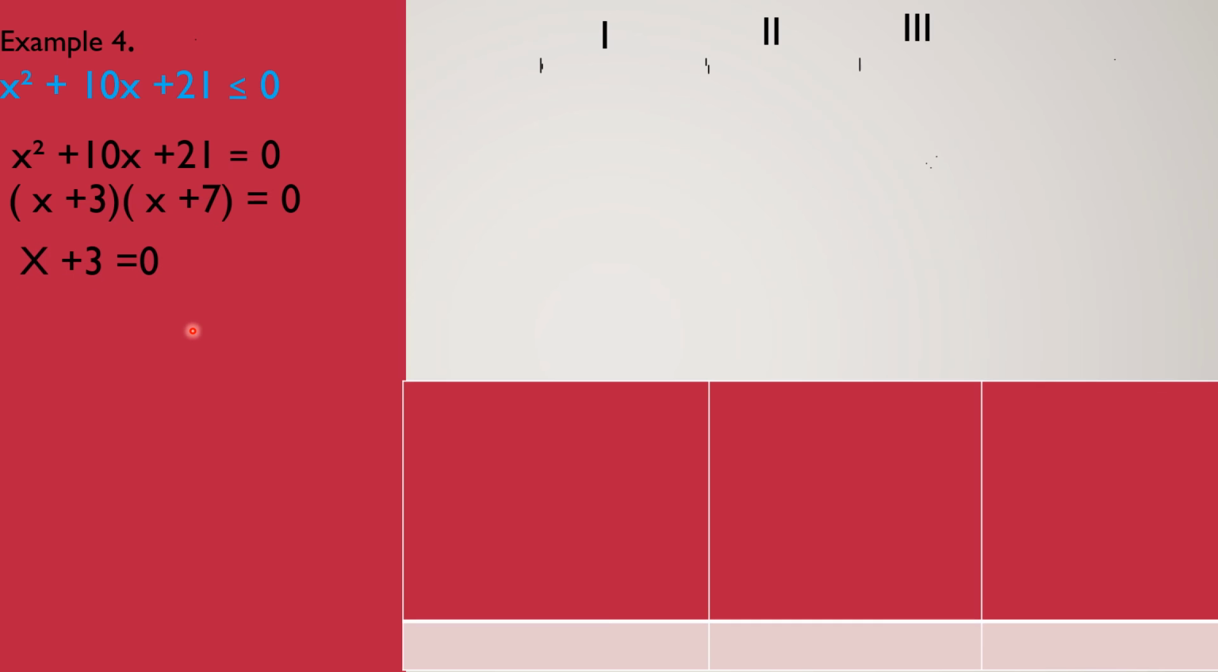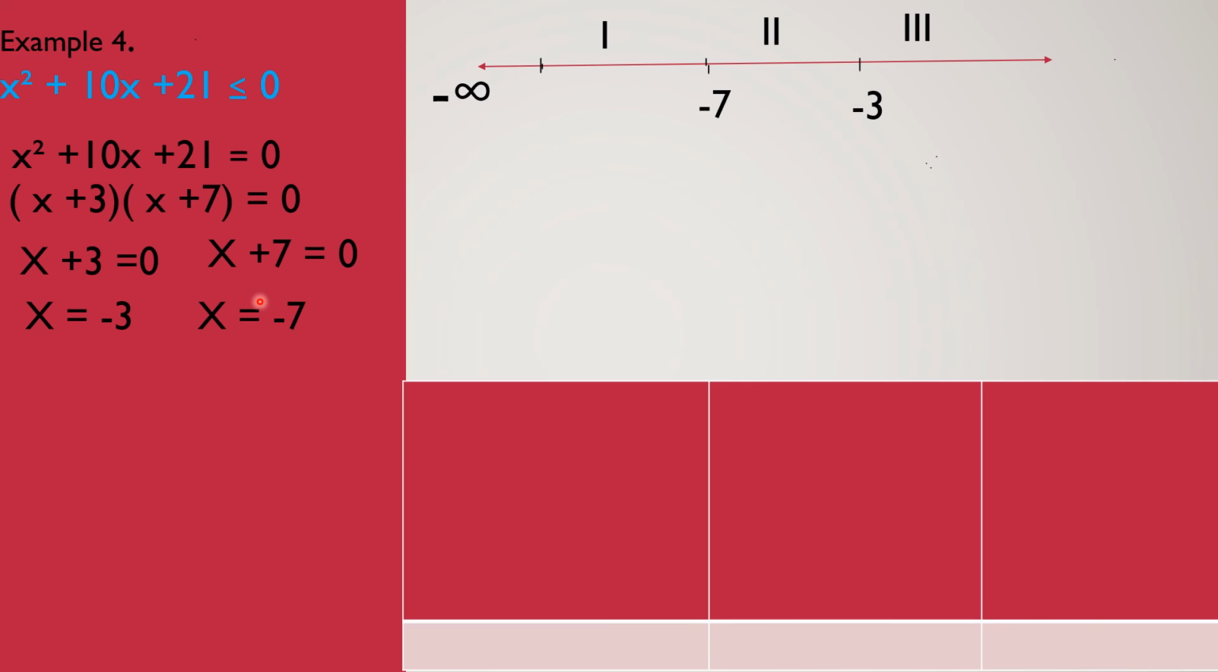So now I'm going to equate each factor to 0, and solve for x. x is equal to negative 3 and x is equal to negative 7. Then I'm going to locate these numbers on the number line. That is where the negative 3 and negative 7 are. And then negative infinity and positive infinity. The original inequality is x squared plus 10x plus 21 less than or equal to 0.